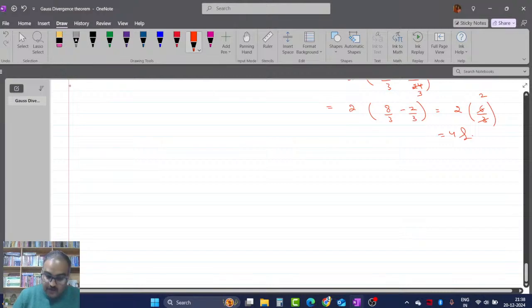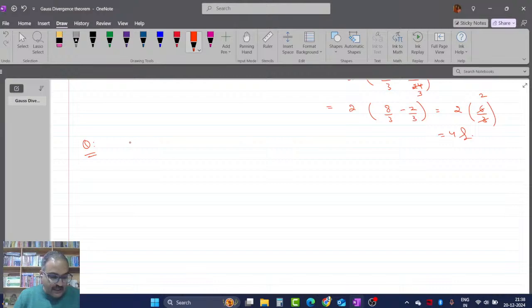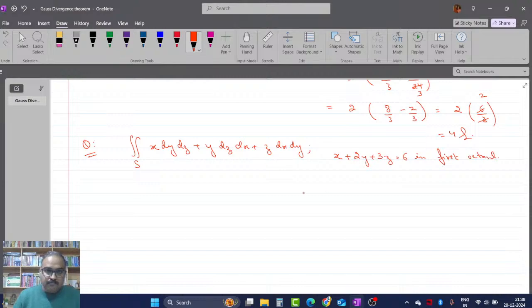One more question from this same concept. I'm just explaining the question, not solving it. Same topic: use Gauss Divergence Theorem to find the surface integral of x dy dz plus y dz dx plus z dx dy, where S is the portion of the plane x plus 2y plus 3z equal to 6 in the first octant. Same question, this is the value of f1, this is the value of f2, and this is the value of f3.